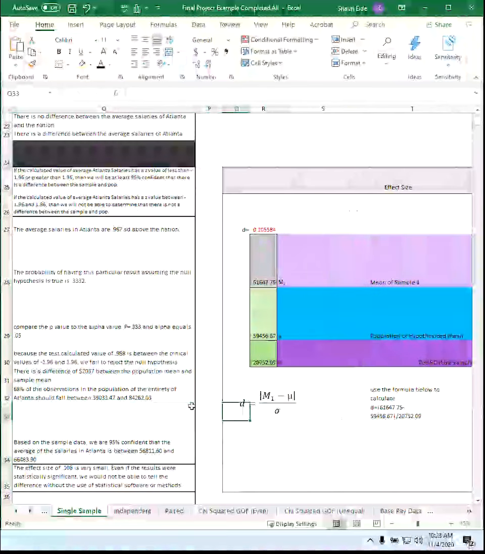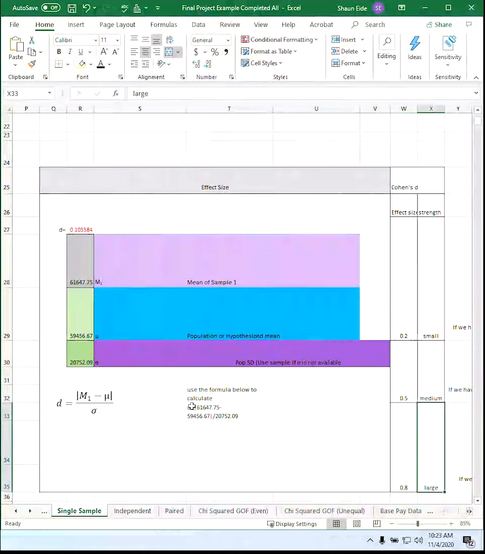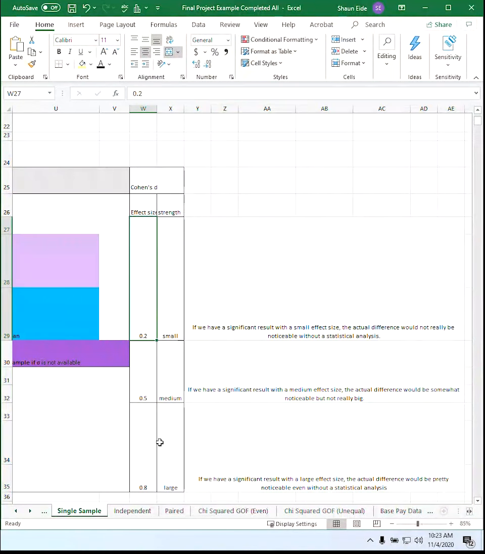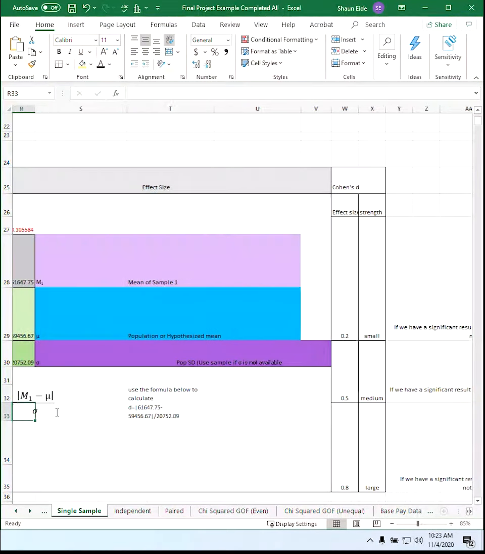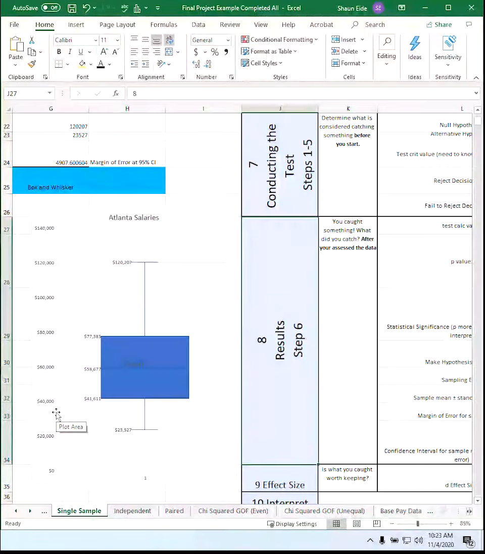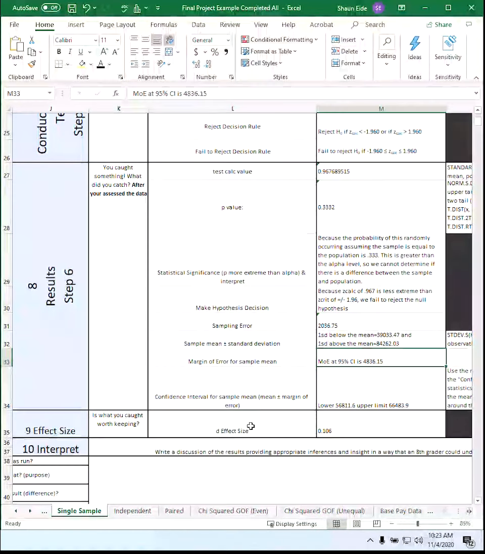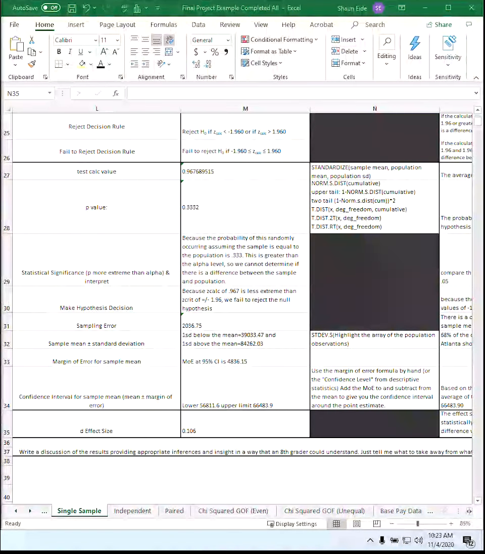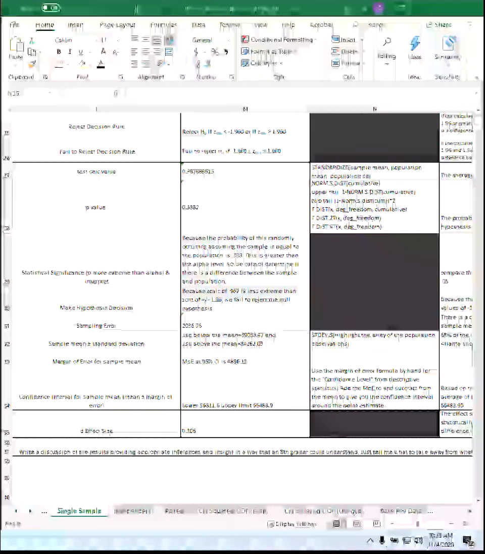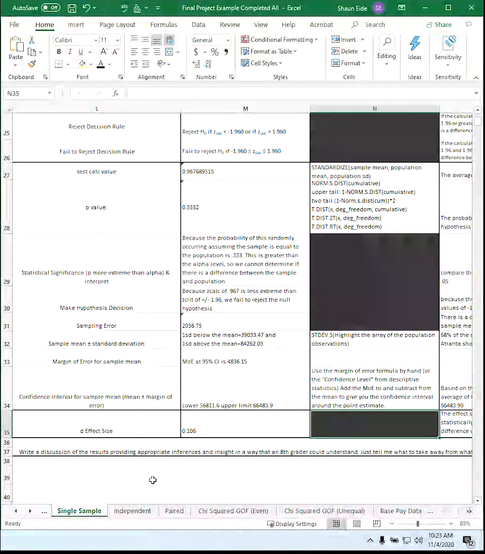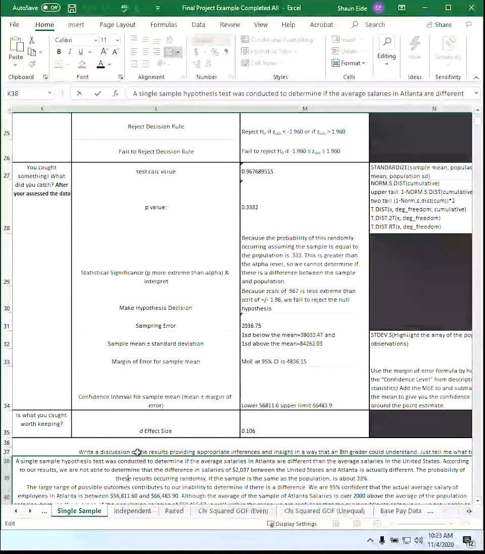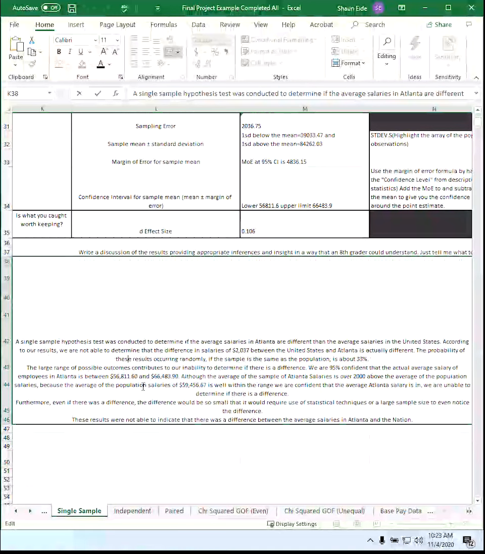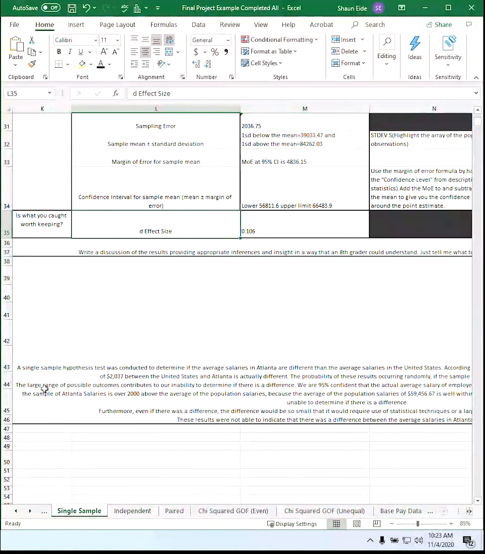So here we've got a small effect size because 0.106 is less than 0.2. You really want it to be 0.8 or above. And so we're going to come over here and put in the effect size of 0.106. And then you're going to come down here and write everything out little by little, okay? And you're like, okay, what do I write in here? Great question.